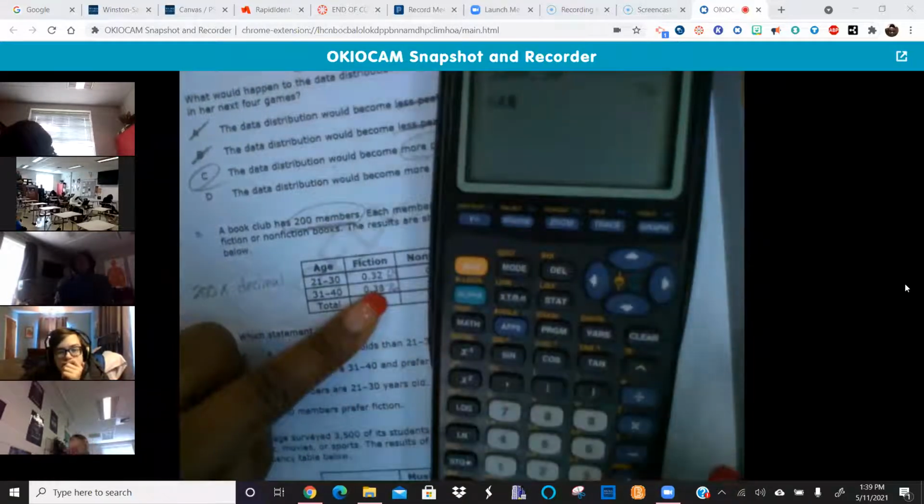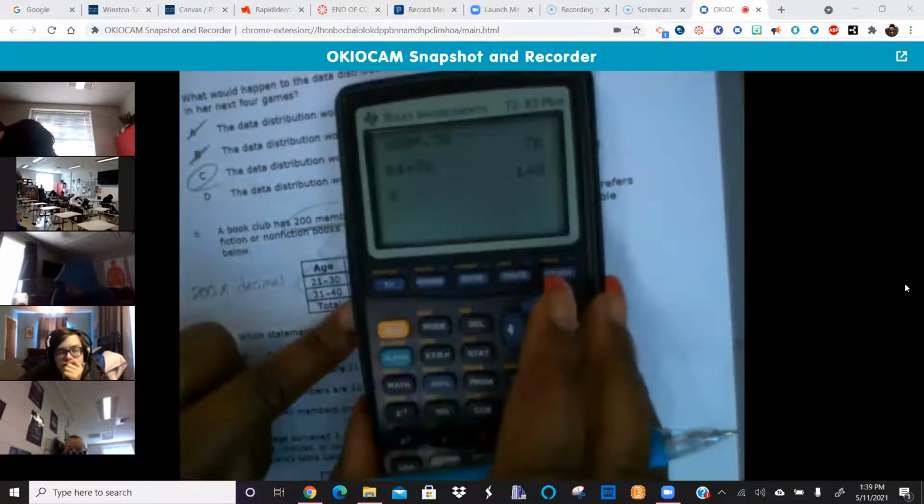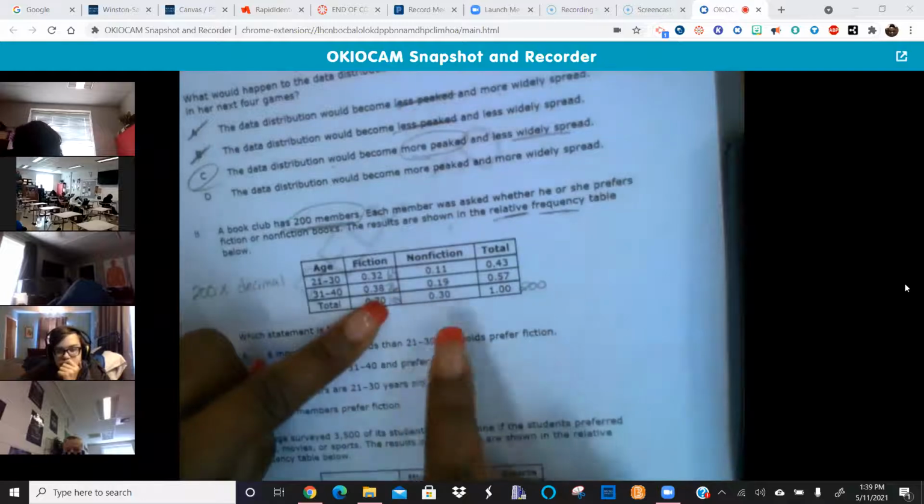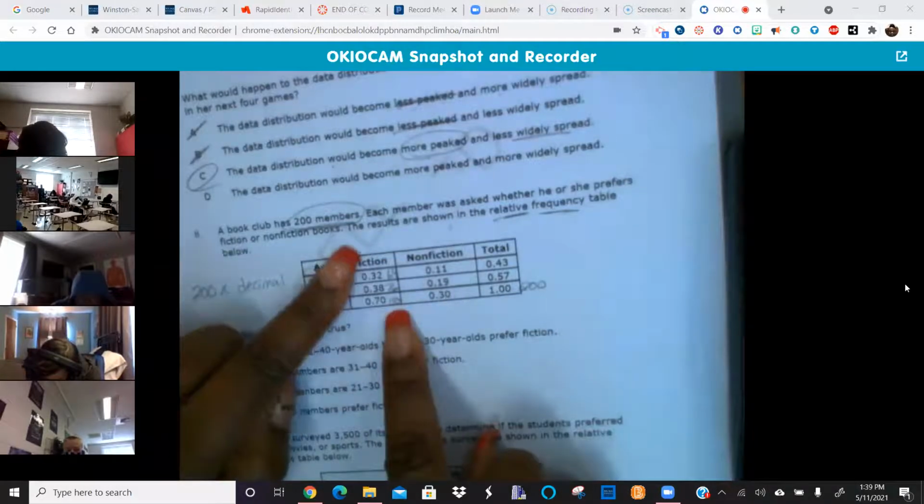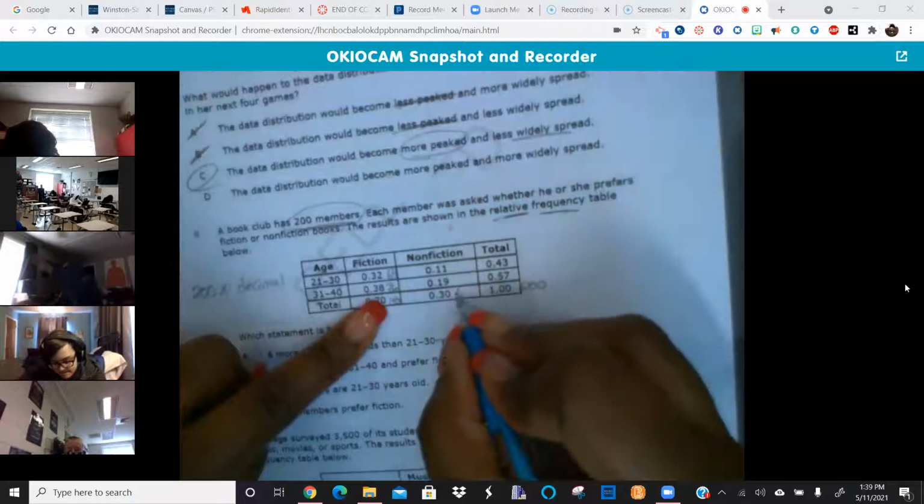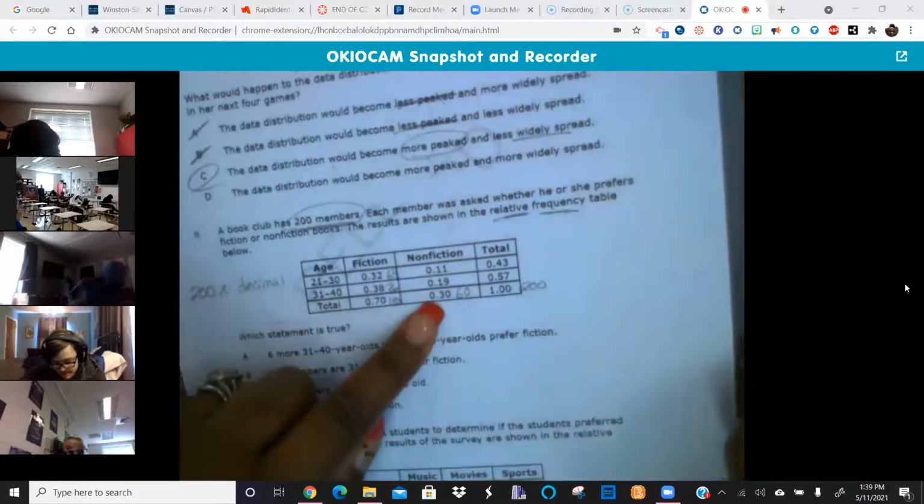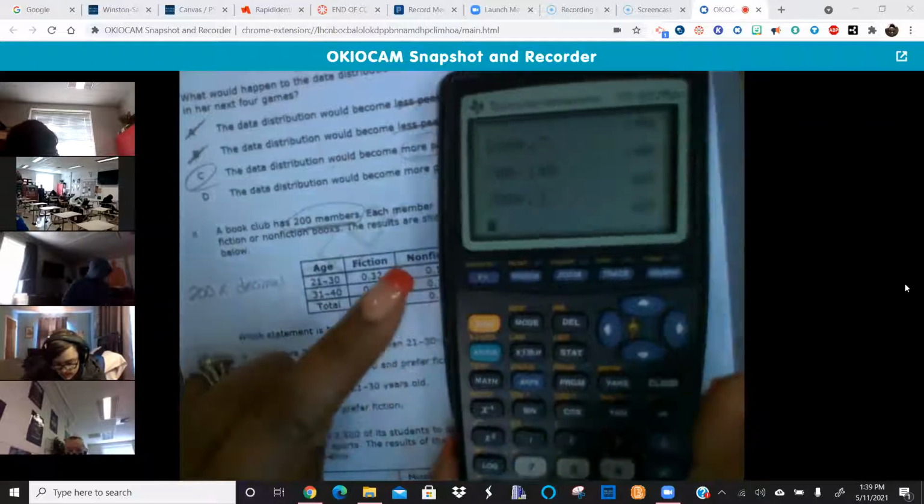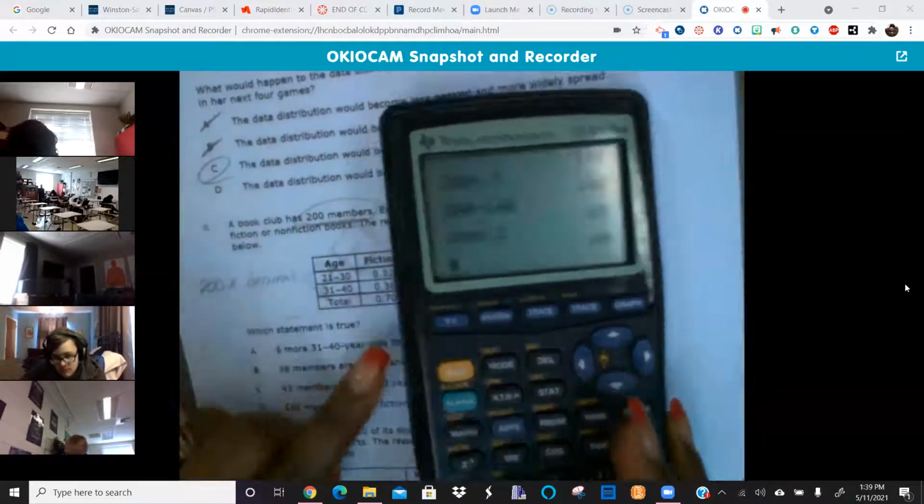When I add, look at what happens. 64 plus the 76 gives me 140. Even when I take 200 times the 70%, it gives me the exact same thing, which is 140 people total. If 140 people total are into fiction, then how many are in the nonfiction if there's a total of 200 people? So you say 200 people minus the 140, and that gives you 60 people here, okay? Or you can take 200 times 0.30, and that still gives you 60 people, okay?